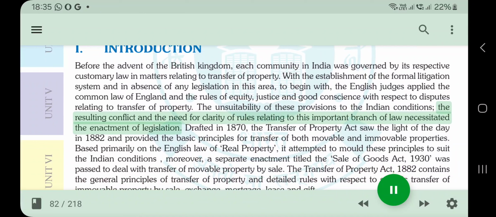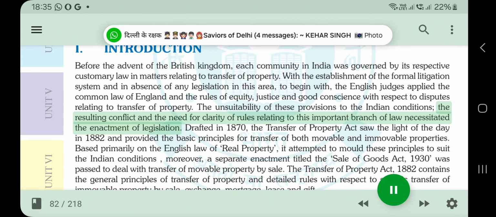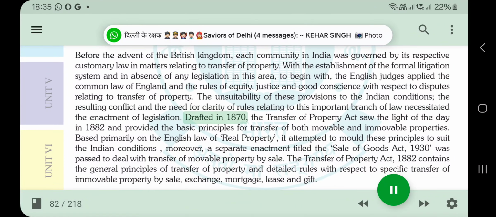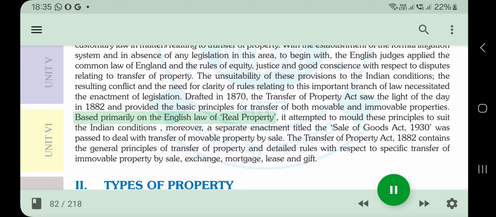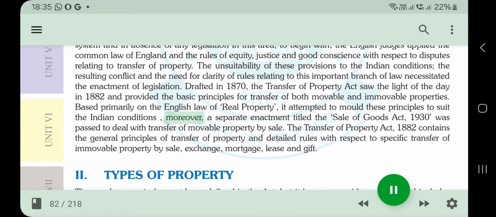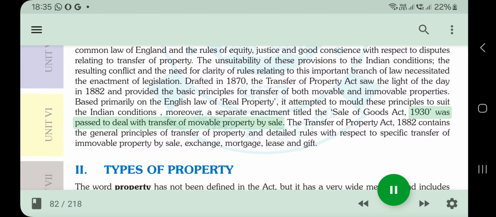The resulting conflict and the need for clarity of rules relating to this important branch of law necessitated the enactment of legislation. Drafted in 1870, the Transfer of Property Act saw the light of the day in 1882 and provided the basic principles for transfer of both movable and immovable properties. Based primarily on the English law of real property, it attempted to mold these principles to suit the Indian conditions. Moreover, a separate enactment titled the Sale of Goods Act, 1930 was passed to deal with transfer of movable property by sale.